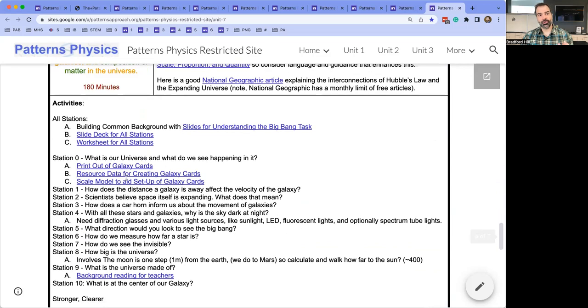Starting in unit 4, 5, 6, 7, we always have stations. And this is just a great day. It is so fun. These stations are high interest, and you've got the James Webb Telescope. You have, how big is the universe? How are we seeing this stuff? So just a great day.